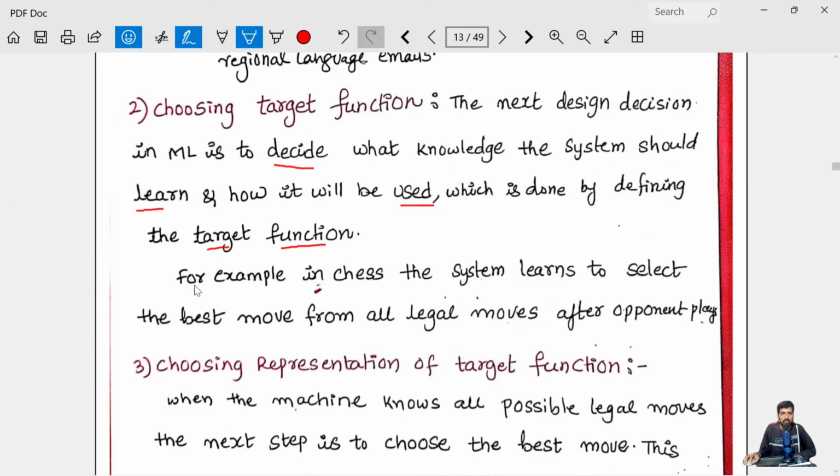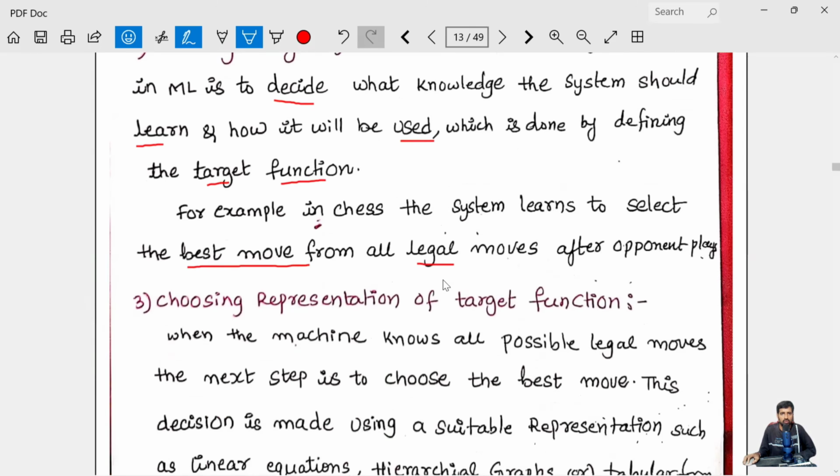For example, in the chess game, the system learns to select the best move from all legal moves after the opponent plays. So what is going to happen in chess? The machine should select the best move from all legal moves after the opponent plays. This is what we call choosing the target function.